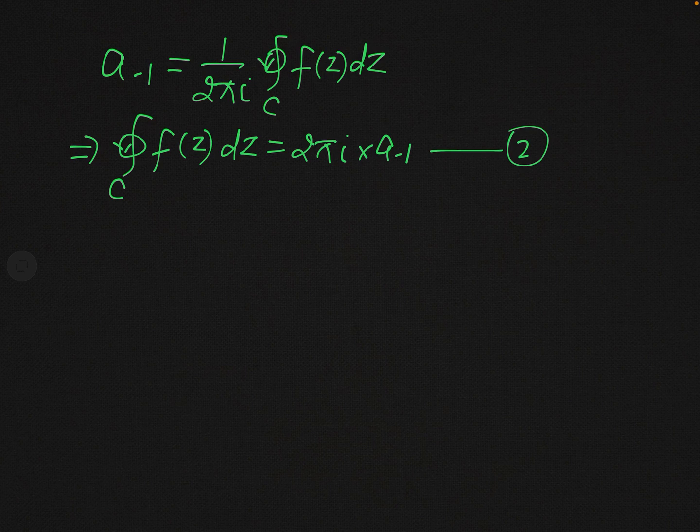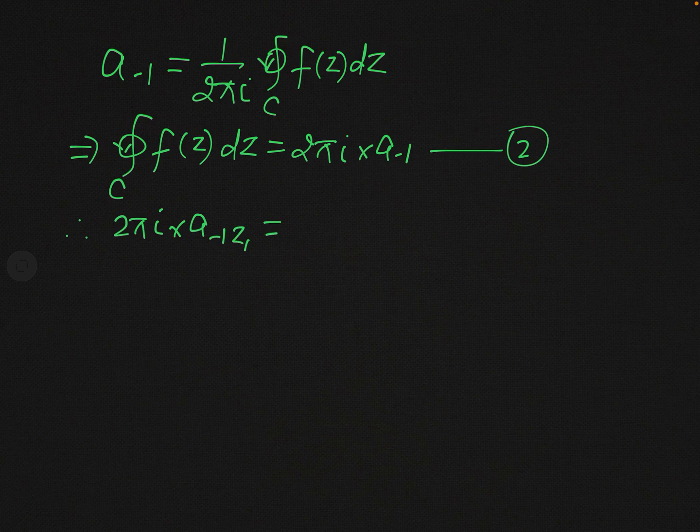So now utilizing this equation 2, you can see the residue of the function f of z at its different isolated singular points z1, z2, z3 and so on, zn. What will that be? So we can represent it in this way. You can say therefore 2 pi i into a minus 1 at z1. What does it mean?